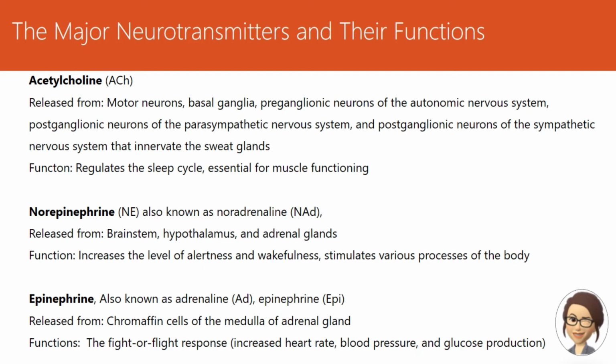Then we have norepinephrine, also known as noradrenaline, which is released from the brainstem, hypothalamus, and adrenal glands. Its function is to increase the level of alertness and wakefulness. It stimulates various processes of the body. Then we have epinephrine, also known as adrenaline. It's released from the chromaffin cells of the medulla of the adrenal gland, and its function is the fight or flight response, which is the increased heart rate, blood pressure, and glucose.